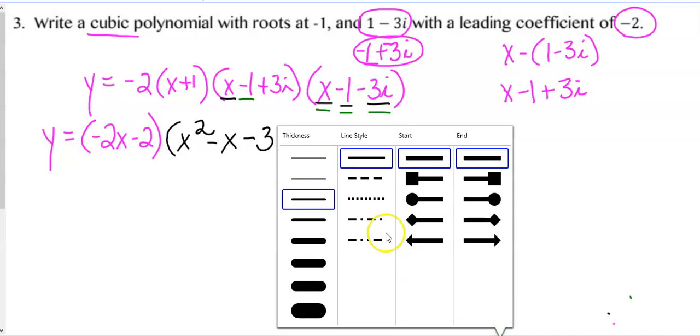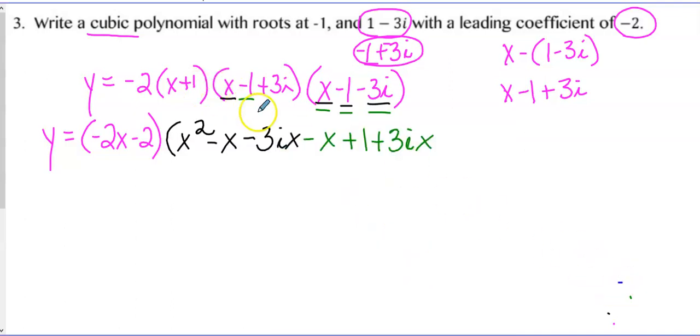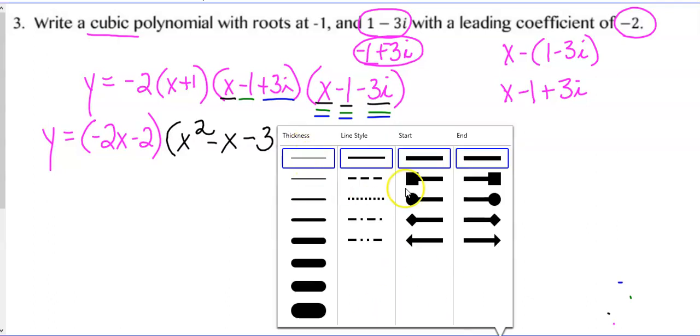All right, let's do blue. Oops. Okay, I'm going to multiply the 3i times everything in here. 3i times x is... I did something wrong. Let's see. That's negative 3ix. I'm going to pause. Okay, I found it. So negative 1 times negative 3i was just positive 3i. So this shouldn't have an x on it. Okay, let's finish this thing.